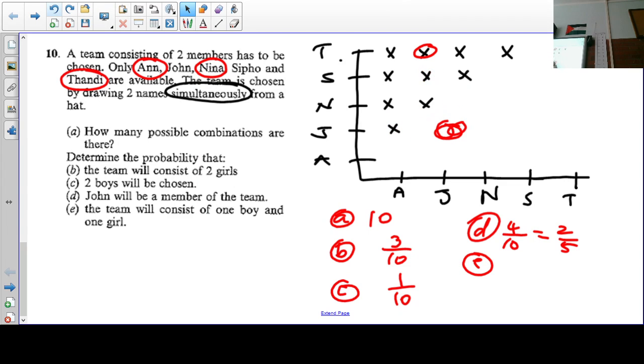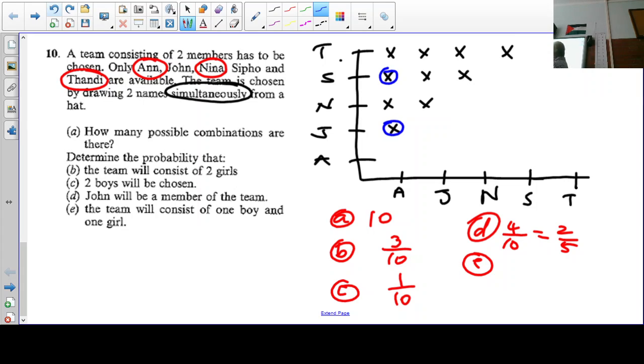And the last question. E. The team consists of one boy and one girl. So it can be Anne and John, Anne and Sipo. Tandi and Nina are girls. John is a boy. So it can be John and Nina, John and Tandi. Nina and a boy, Sipo. Not so? And then the last one, Ms. Johnson.